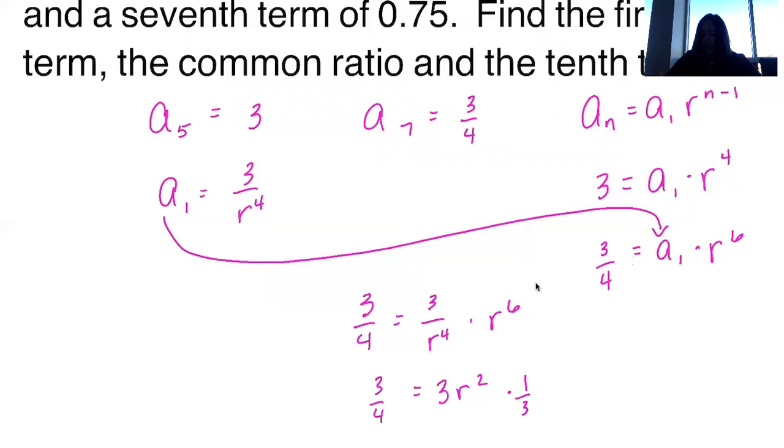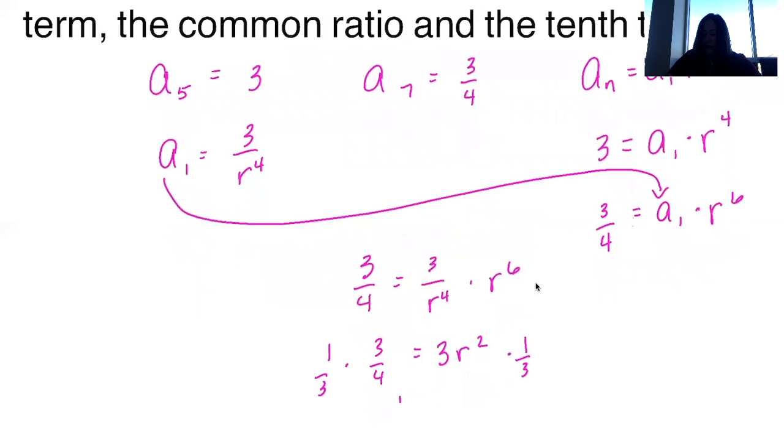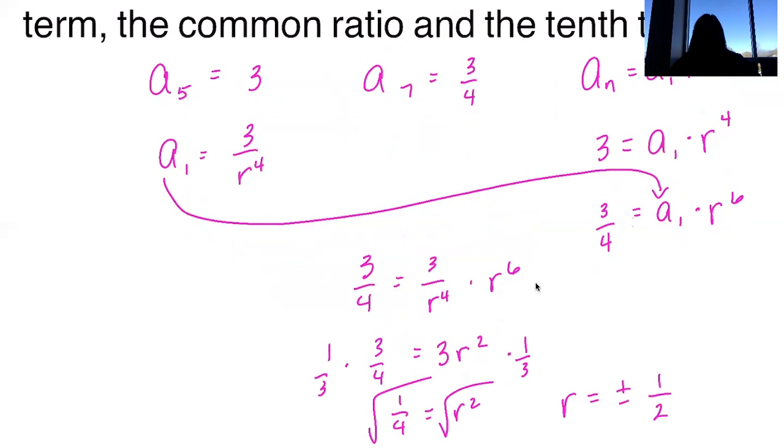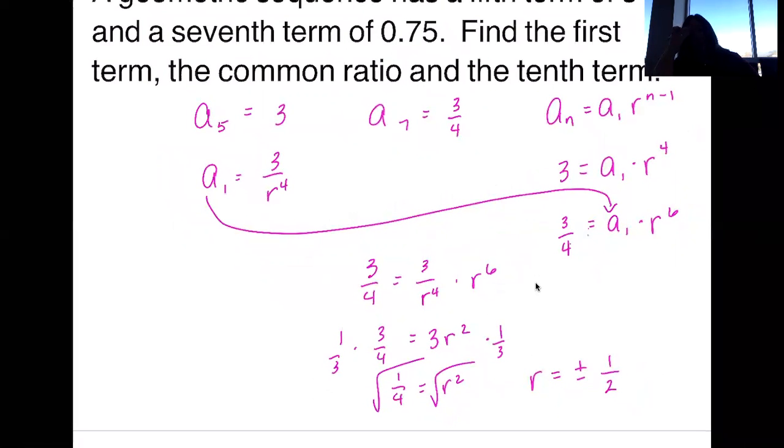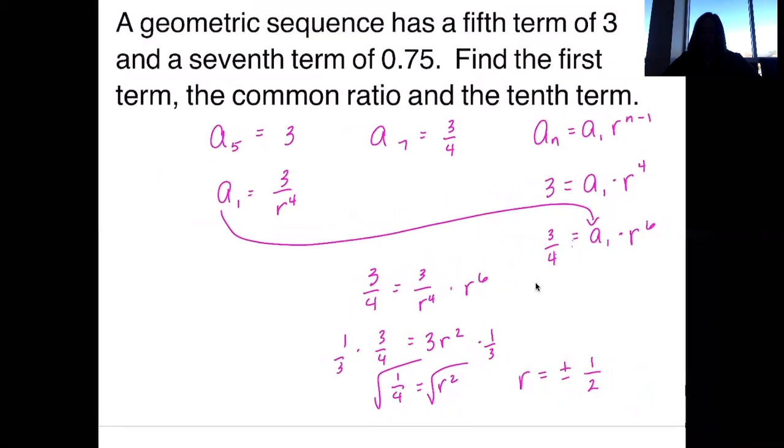Multiply both sides by 1/3. Then I have 1/4 equals r squared, and take the square root of both sides. So r is equal to plus or minus 1/2. Now, if you look at the terms that are given, they were both odd terms and they're both positive, so it could be either. The majority of the time when we look at something like this, we would think of the positive one.